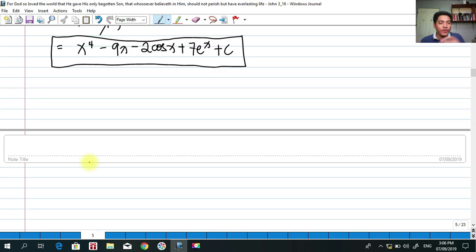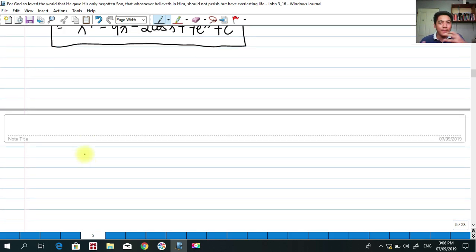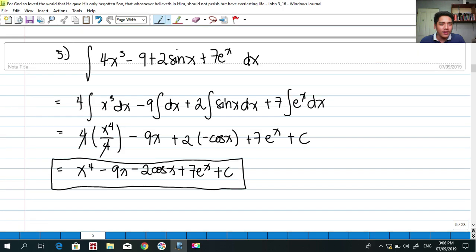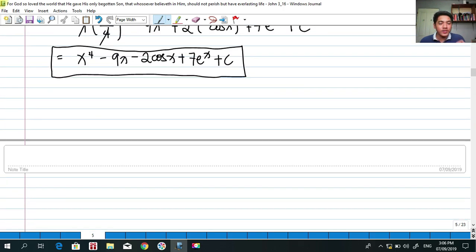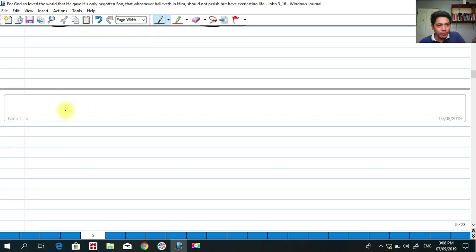Okay, the only way for you to be able to become a great student when it comes to solving mathematics is to practice as much as you can, to solve many problems.